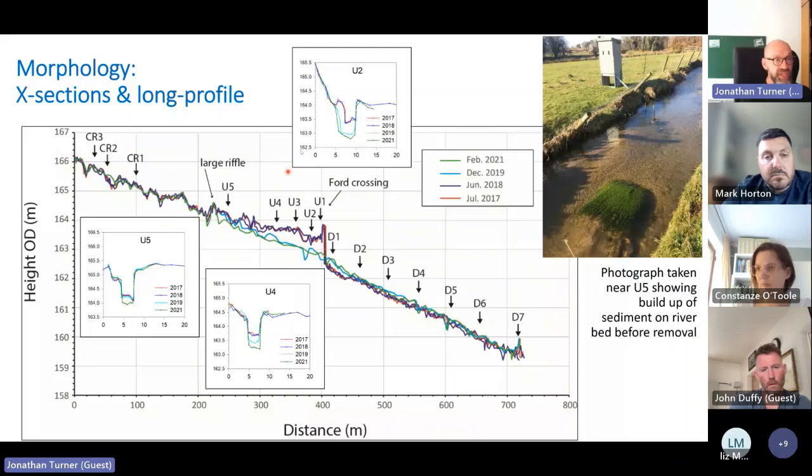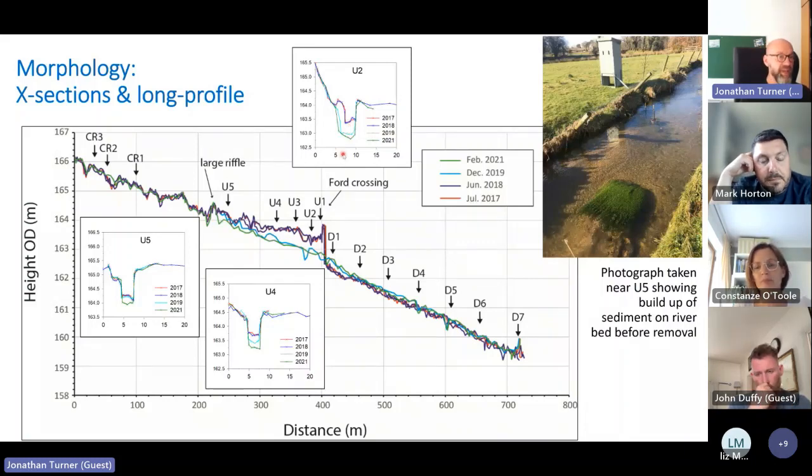You can see these are the cross sections. This is location U2. This is U4, and this is the cross section in U5. As I said, the red and the blue lines represent the channel cross section before the barrier is removed, and you can see the marked difference in both channel width, representing the bank erosion, with rapid erosion occurring quite quickly and then slowing down in the subsequent couple of years, and also, very importantly, significant flow depth, channel incision, so channel lowering as well.